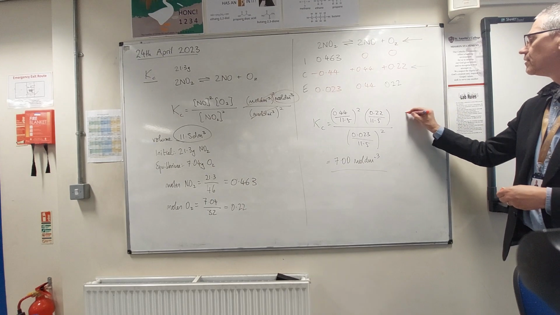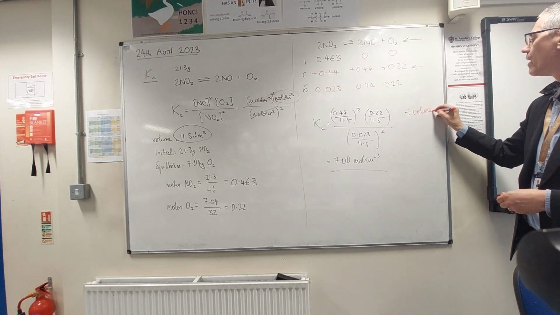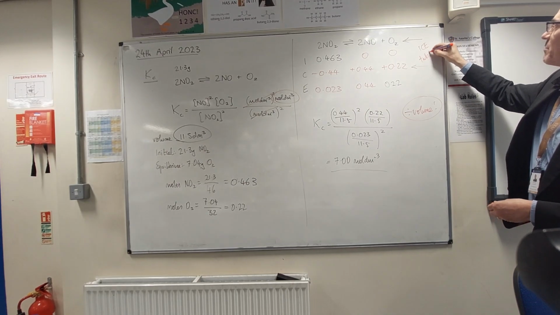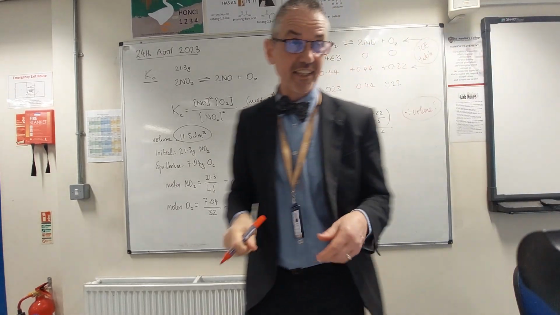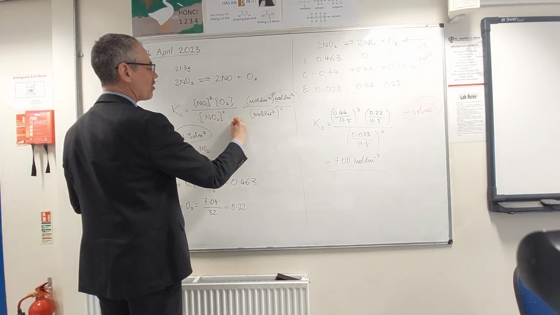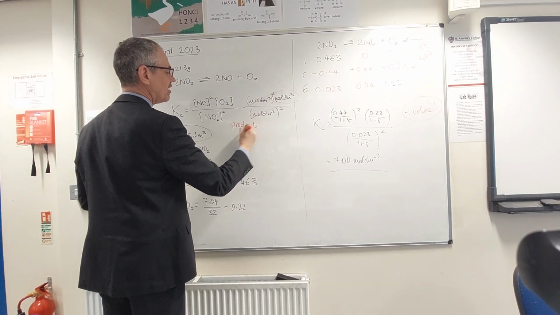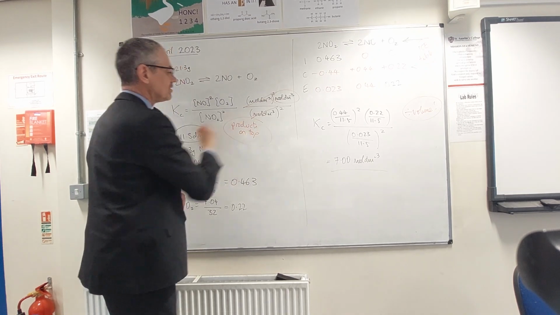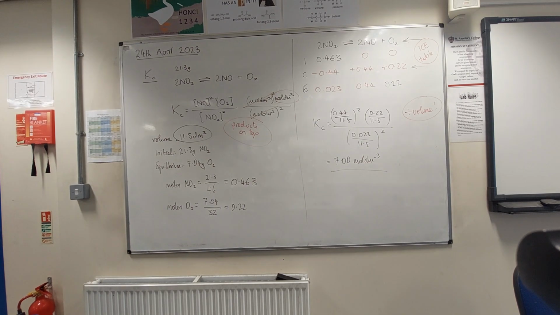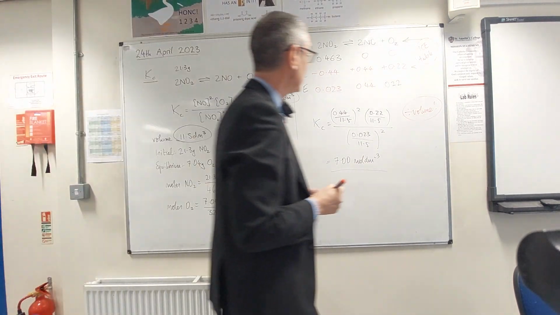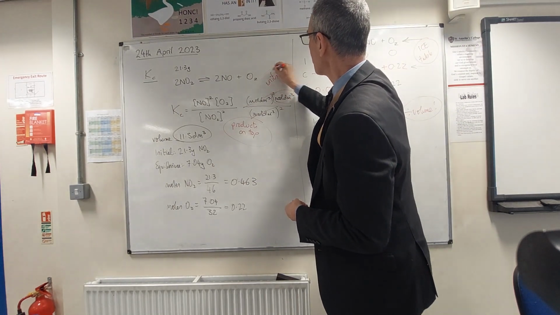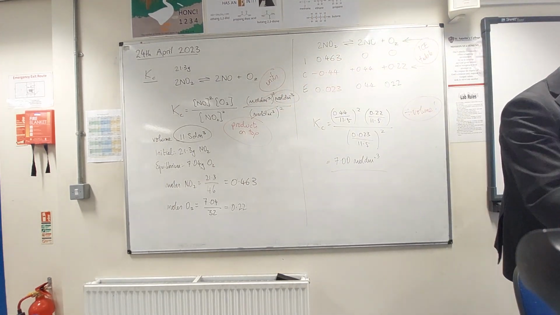Don't forget your ICE table. We get a lot of people who get it wrong because they think they don't need an ICE table for this one since it's nice and easy. Don't forget your products on top, raised to the powers of the balancing numbers. And don't forget the units are different for every single Kc. You need to work it out.